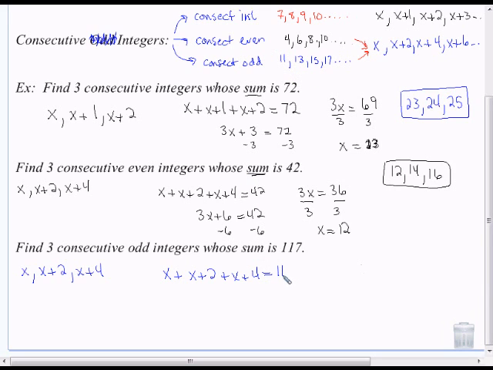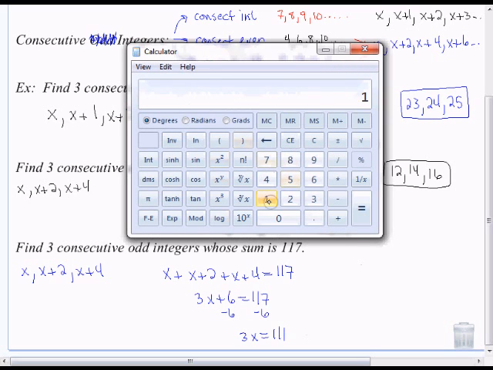And that's 117. So I get 3x plus 6 is equal to 117. I'm going to subtract 6 from both sides, and I get 3x is equal to 111. Now I know that 111 divides by 3 because if I add 1 plus 1 plus 1, it equals 3. And if the sum is divisible by 3, then the whole thing is divisible by 3. But I don't know off the top of my head what 111 divided by 3 is, and I could work it out, but I'm going to cheat.